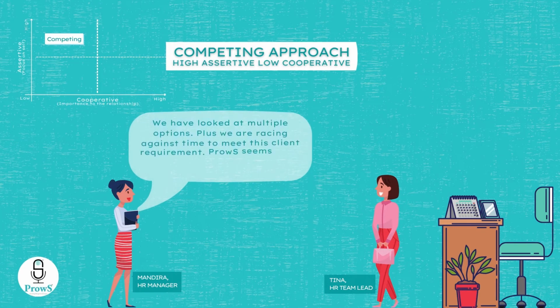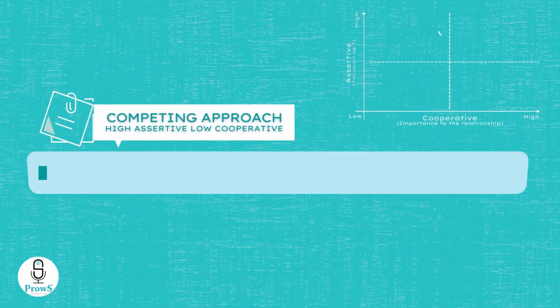In a situation like this, the HR manager can effectively use the competing approach. She is sure of the decision, aware of the paucity of time, and hasn't heard any credible argument against Provis. So she uses her authority to assert the decision.